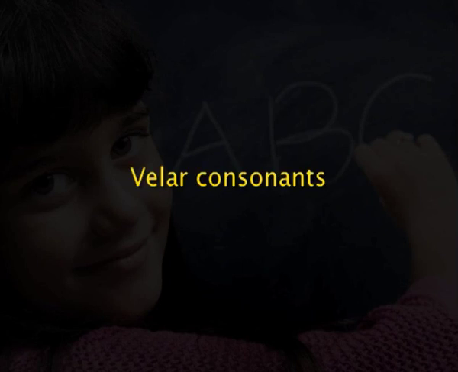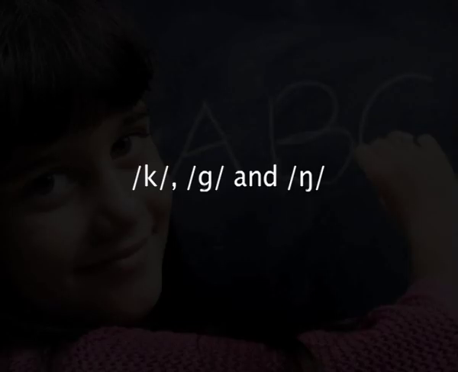After that, we have velar consonants. In the production of velar consonants, the back of the tongue is the active articulator and the soft palate is the passive articulator. During the production of velar consonants, the back of the tongue raises and makes contact with the soft palate and the sounds are produced. There are a total of 3 velar consonants in English. They are k, g and ng.